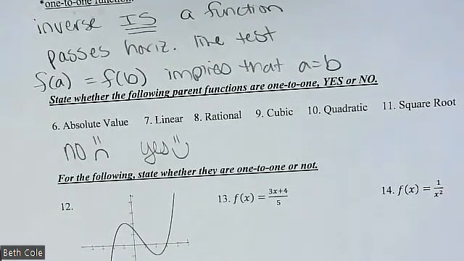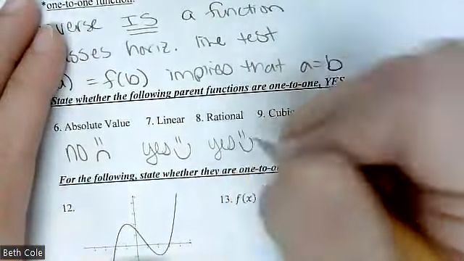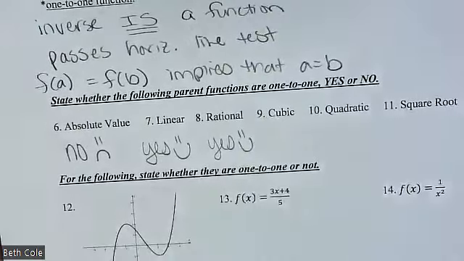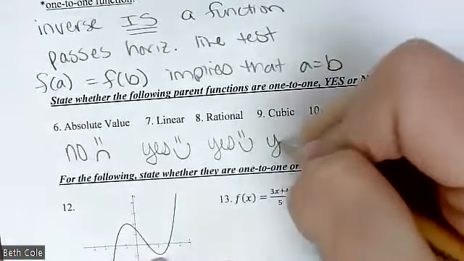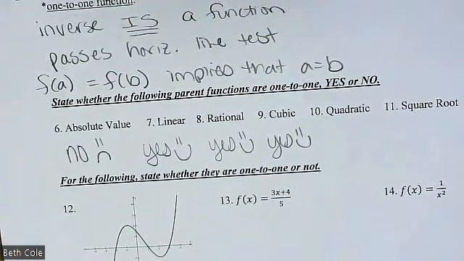Rational, again, not a weird one. Nothing's been done to it. It's the one that looks like this. You know what I'm saying? You draw a horizontal line through. Is it going to hit more than once? No, so it's good. It passes. How about cubic, the wiggly thing? That will be 1 to 1. You draw a horizontal line through, it'll only hit one time.